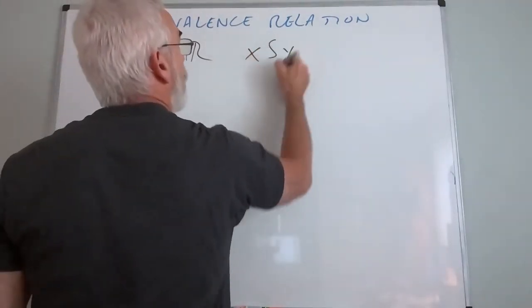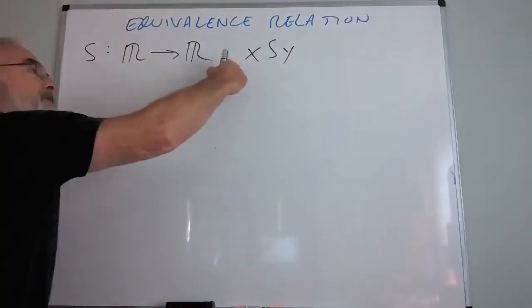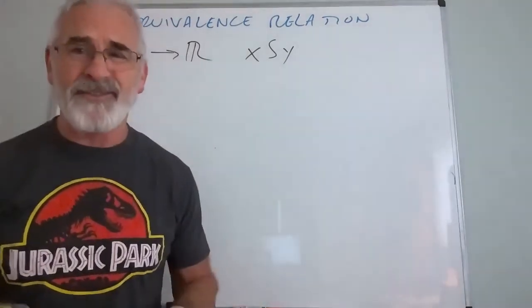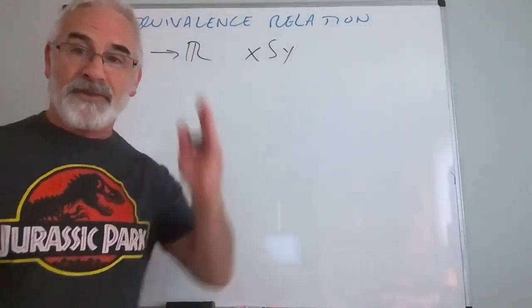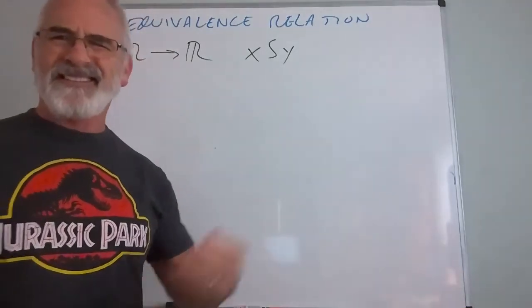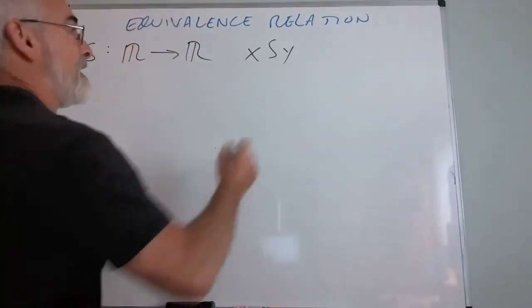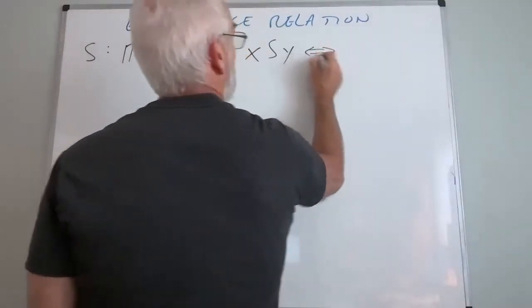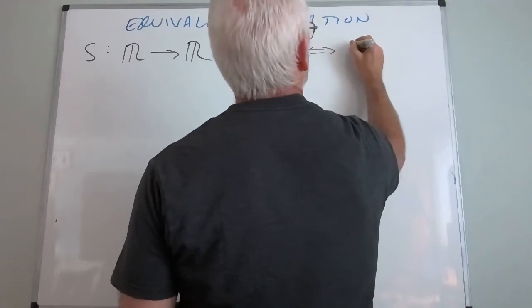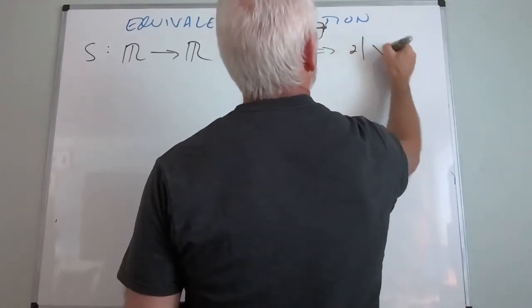X is related to Y, meaning X is coming from the domain and Y is coming from the codomain. It's always looked at this way. I like using X and Y because most of us think of ordered pairs as X comma Y. I could use any symbols, but this just makes it easier for us to conceptualize. If and only if, let's keep it simple, if and only if 2 divides X minus Y.